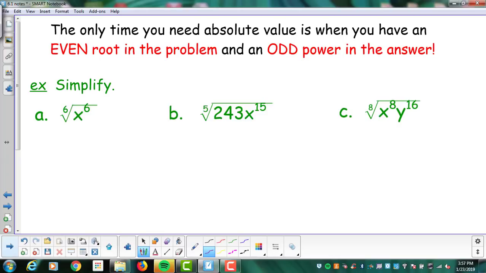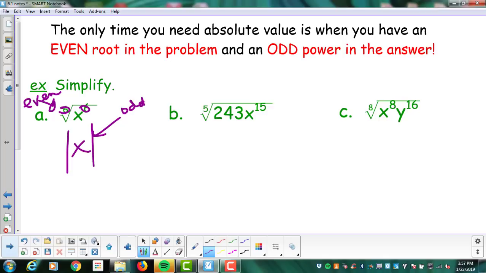Let's try these guys. 6th root of x to the 6th. Well, those two things cancel each other out, so I just get x. Do I need absolute value? Yes, because that's even, and the exponent here is odd. So even index, odd exponent means you have to have absolute value.